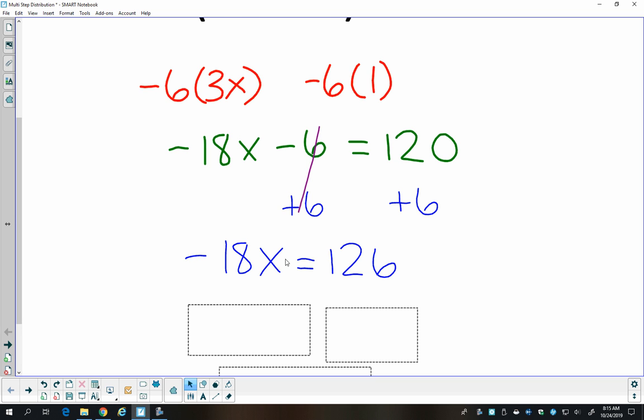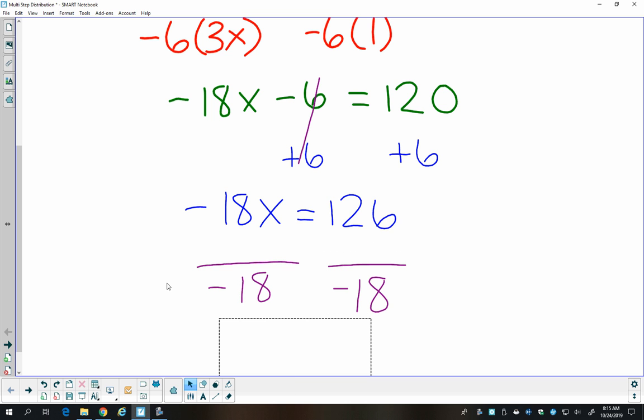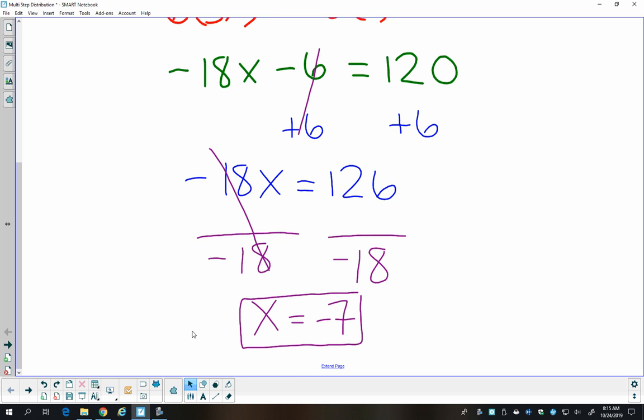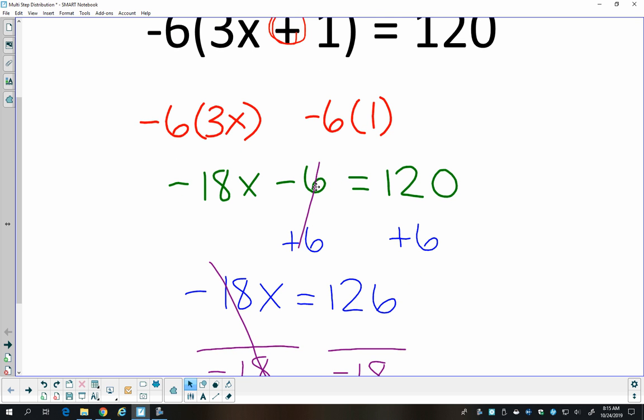This is -18 times x, so the opposite of multiplying by -18 is dividing by -18 on both sides. A positive divided by a negative is going to give us a negative answer. Those -18's cancel, and 126 divided by -18 is -7. So we distributed this -6. We multiplied -6 by both of the terms inside of this parentheses and turned this problem into a two-step equation that we did a few weeks ago.